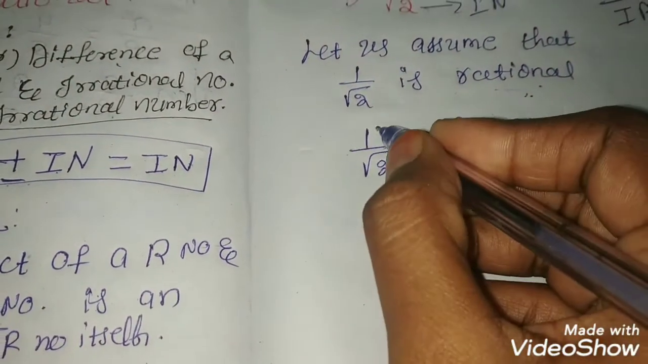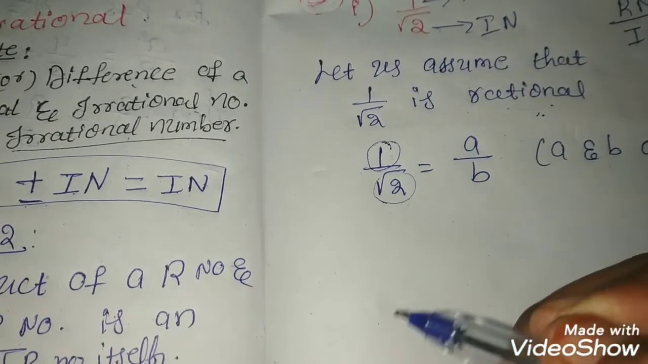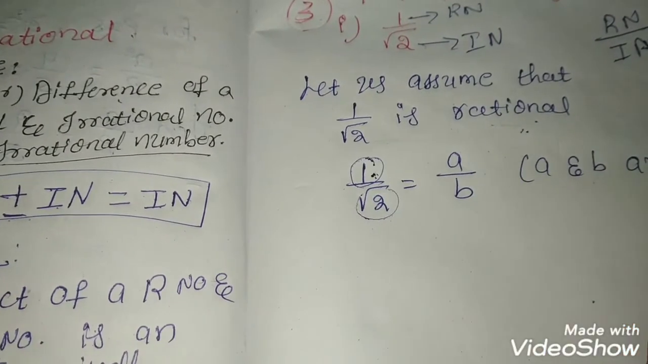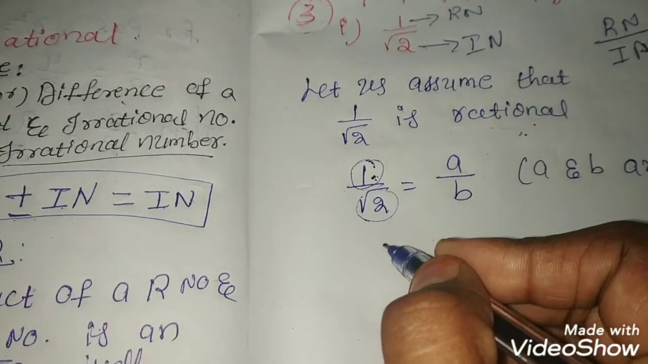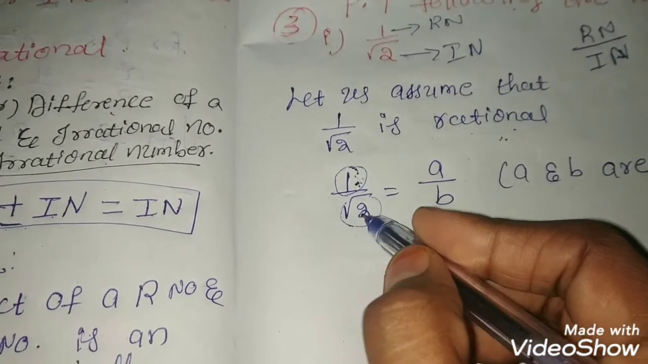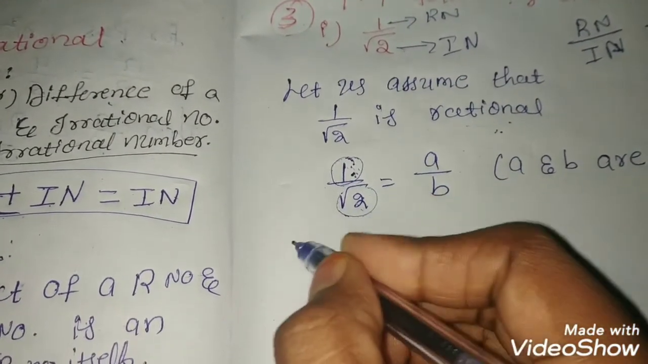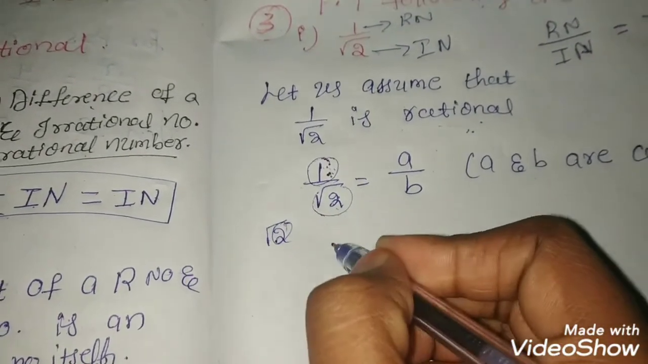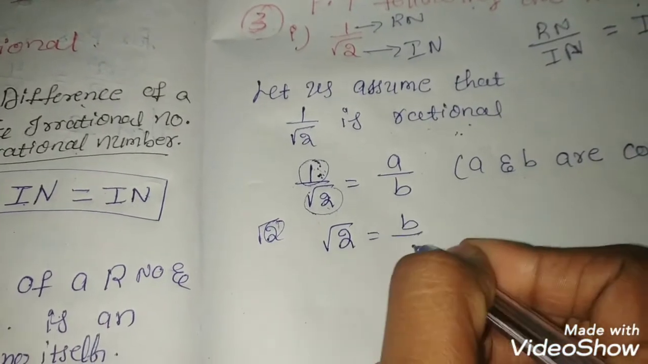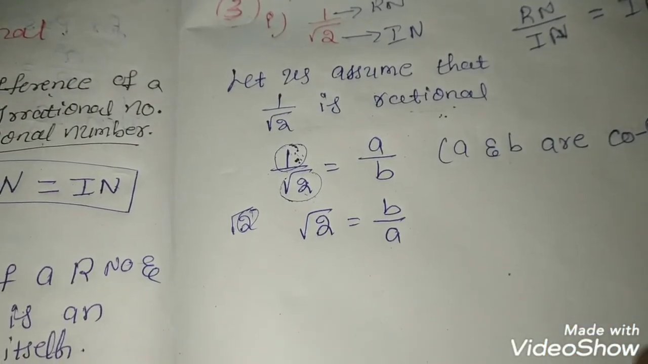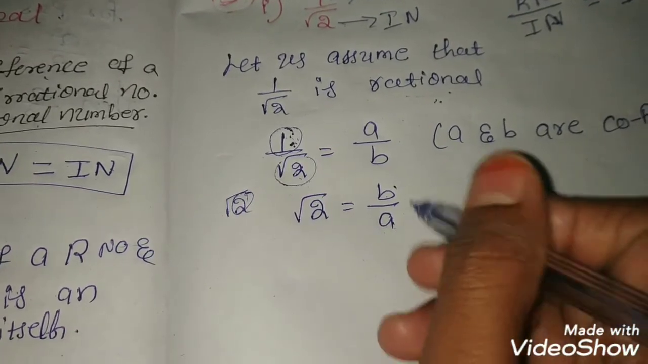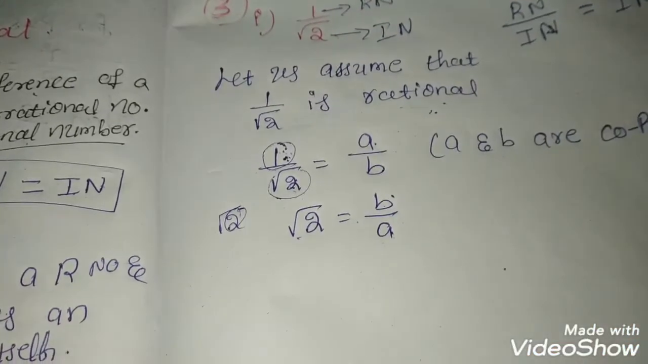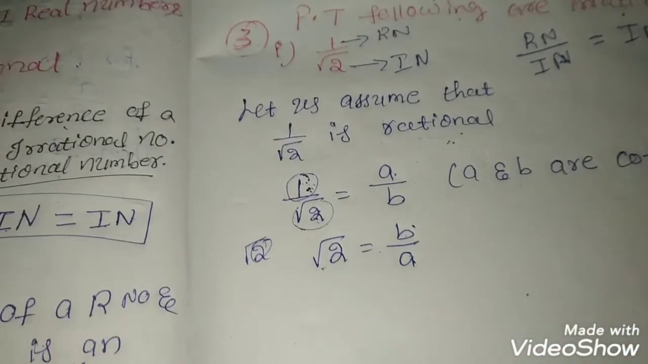Next step. Here 1 is a rational number and root 2 is an irrational number. Which one is rational here? 1. We have to send it to the right side. This is a reciprocal, right? 1 by root 2 is the reciprocal of root 2. Root 2 is equal to B by A. Is it correct? Yes, it's correct. It is a reciprocal we are doing, that means opposite direction. 1 by root 2 is equal to A by B, then root 2 is equal to B by A. Understand? This is the basic form. Okay.